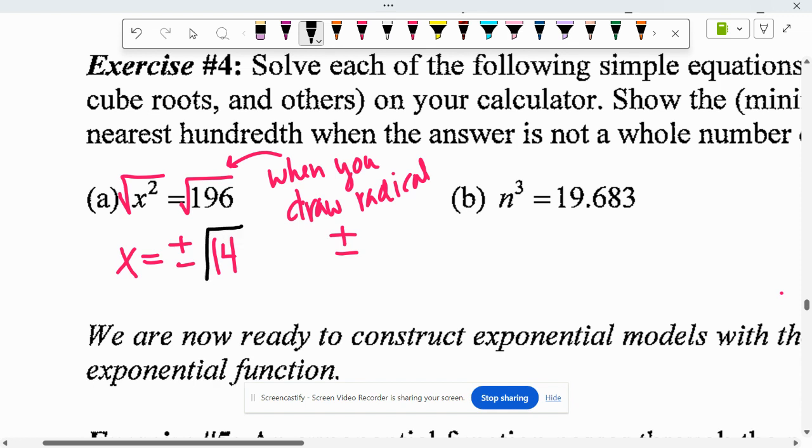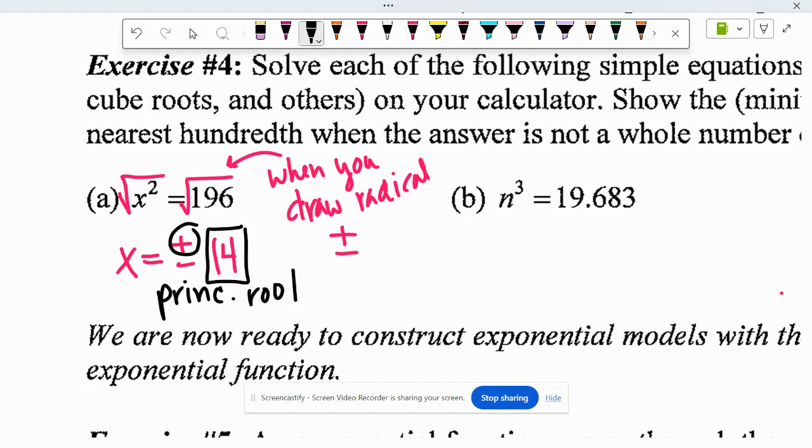Typically, we work with the positive root, which is called the principal root. So we usually just work with the principal root, and that's the positive one. But I did want to show you that when you draw that, you need to put the plus or minus.